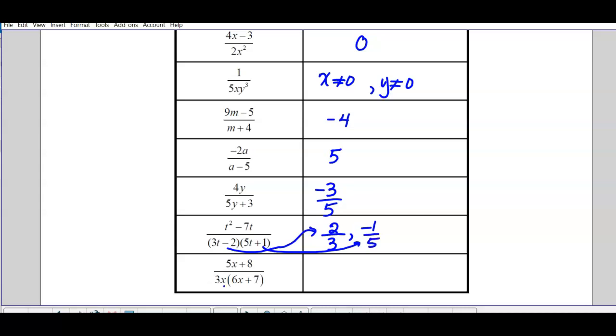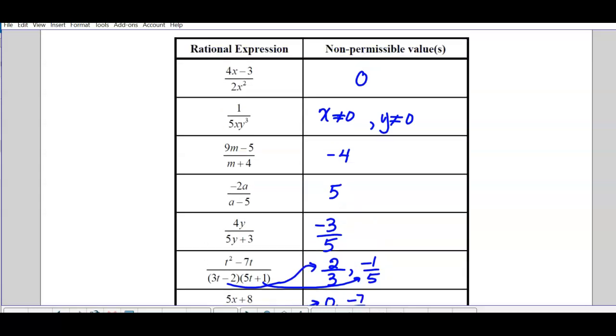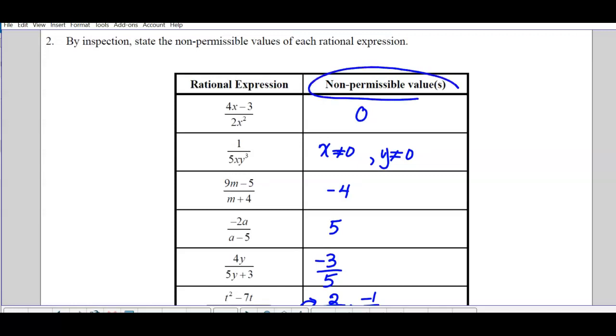And then here, this is a monomial. So that's 0. And opposite sign of the constant, divide by coefficient is 6. So this chart said non-permissible values, so you can just list them. If it said restrictions, then we would go x not equal or y not equal, etc.